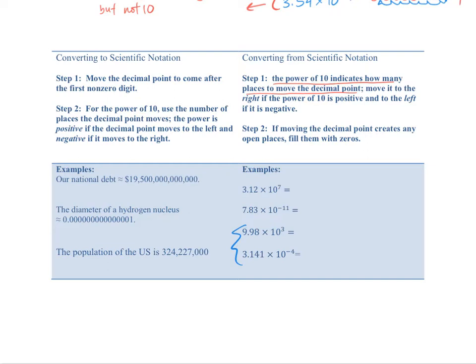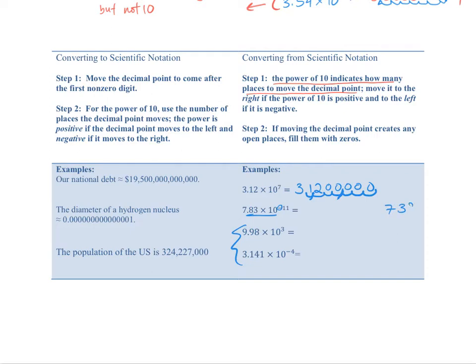3.12 times 10 to the 7th. 3, 1, 2. The decimal point is here, I'm going to start 1, 2, 3, 4, 5, 6, 7. So I moved it 7 times, filled all these in with zeros, and that's the number. That would be 31,200,000.